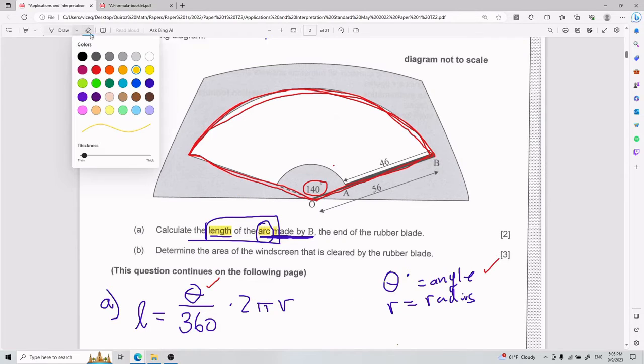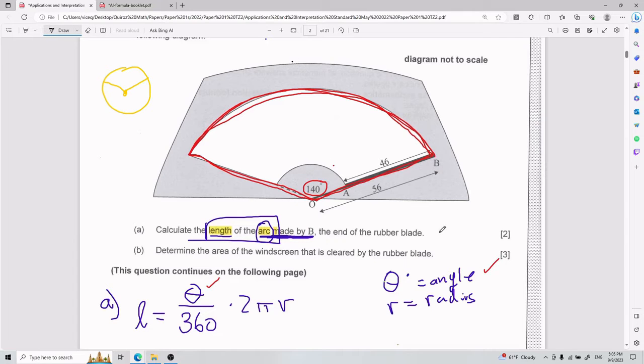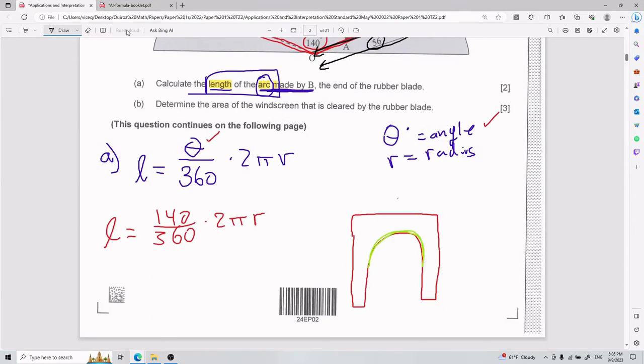See? So the radius would be this distance that I'm now putting in, let's put it in black. This distance here is going to be my radius, which is the same as this distance here, which by context of the problem is 56. So my radius is going to be 56. And now I can go ahead and plug this into my calculator.